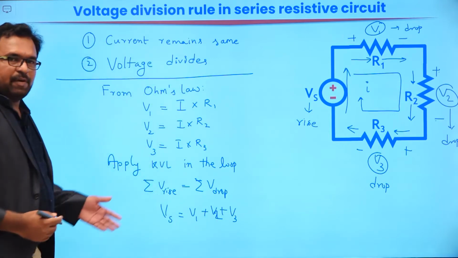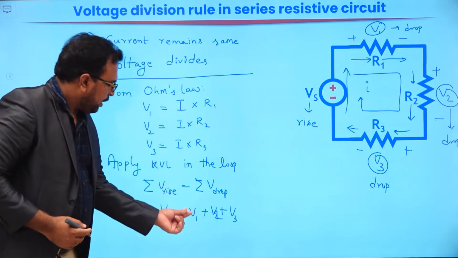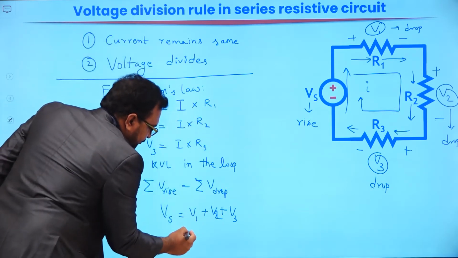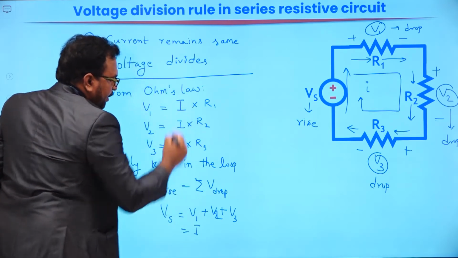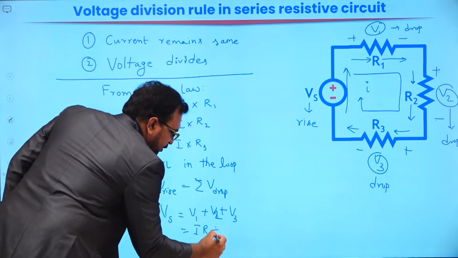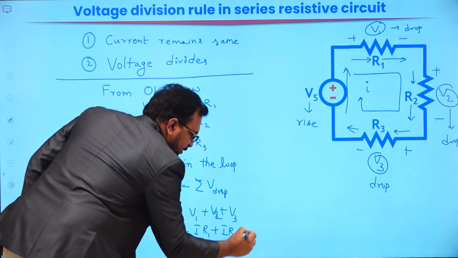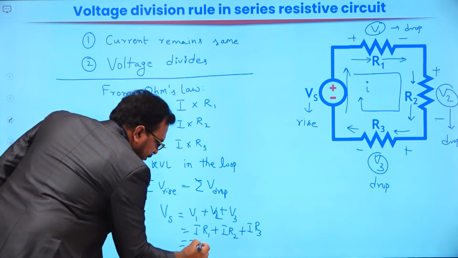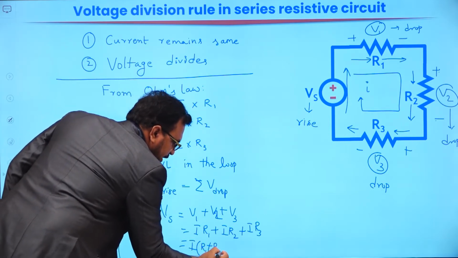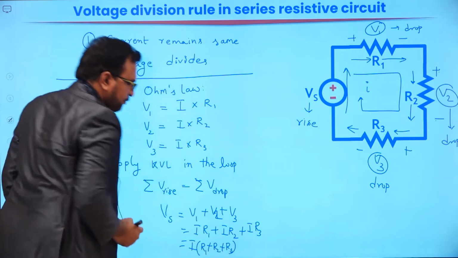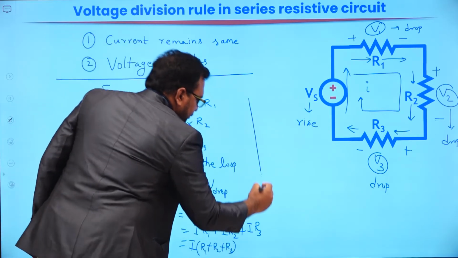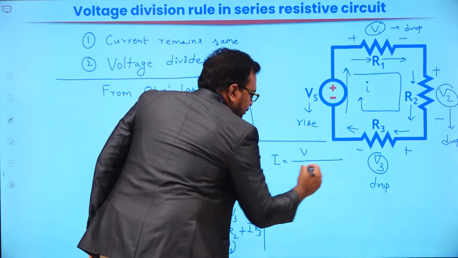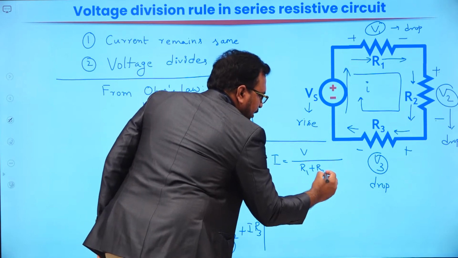So Vs is equal to V1 plus V2 plus V3. And we already calculated the V1, V2, V3 values from Ohm's law. Substitute these values here and take out the common term I. I into R1 plus I into R2 plus I into R3. If you take the common term, we get I into R1 plus R2 plus R3. From this expression, we can write the expression I is equal to V by R1 plus R2 plus R3.